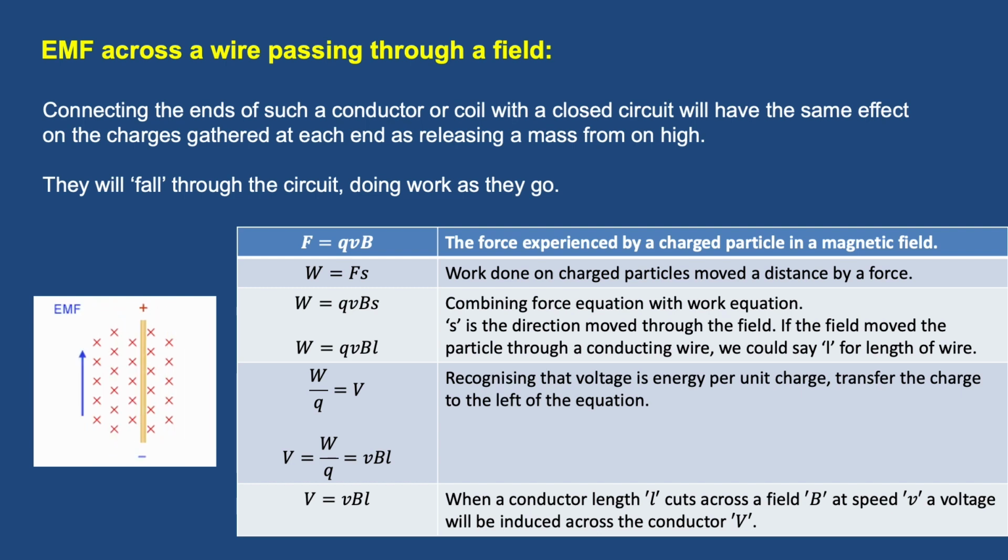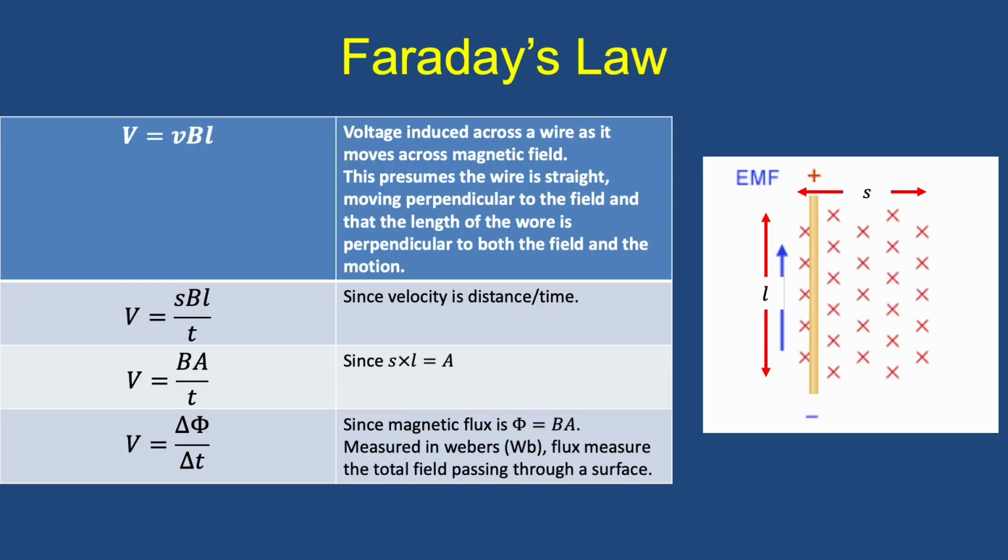Well, work divided by Q is equal to voltage, is equal to VBL, the equation that we're working with at the moment. So the voltage across a conductor as it cuts across a magnetic field, if everything is perpendicular to everything else, the field is uniform, and the velocity is constant, is equal to VBL. Velocity is defined, as you know, by displacement divided by time. So we've just put that in there.